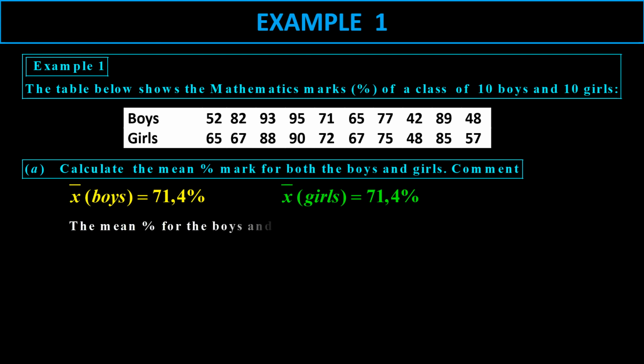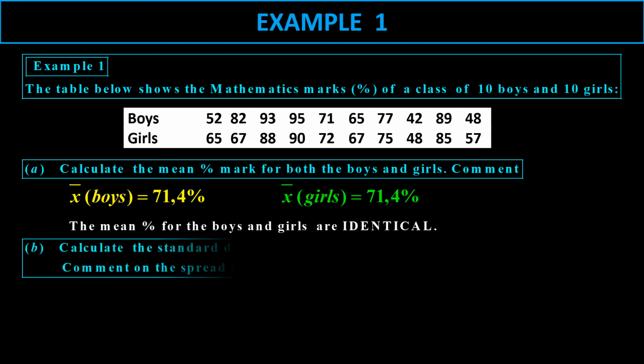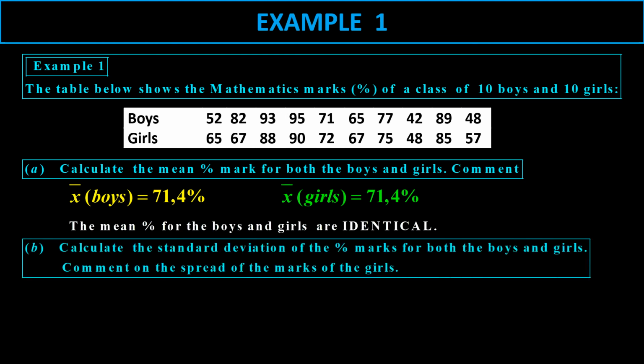Next, we want to work out, and it says we must comment. We notice the means are identical. No difference between them, right? Now we want to calculate the standard deviation. And we calculate the standard deviation using your calculator, not using the formula. We calculate the standard deviation for the girls. Now there's a question there. We have to comment on the spread of the marks of the girls.